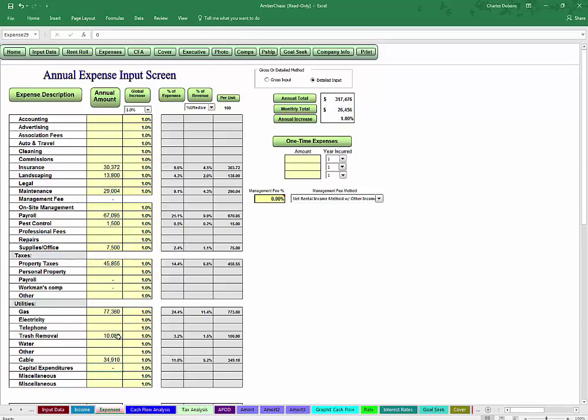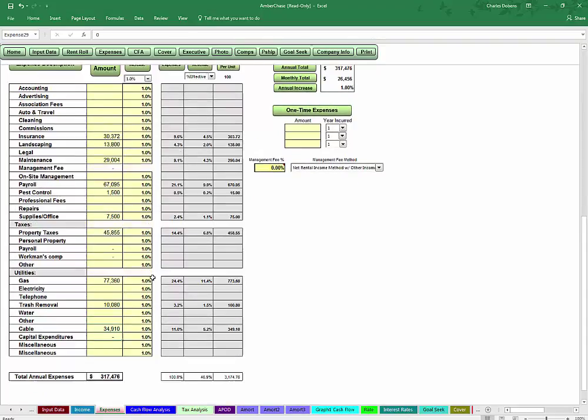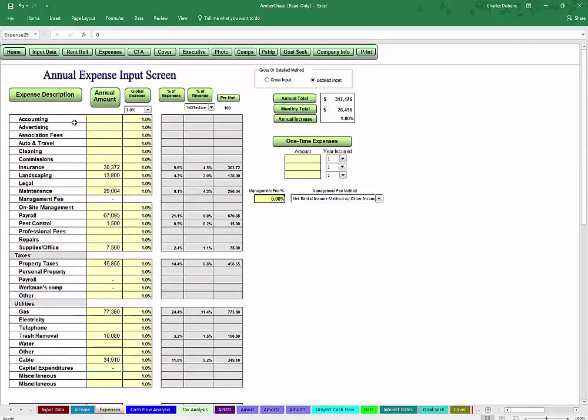All right, cable, trash, gas. These are some pretty hefty expenses, because if you look down, wow, look at it, it's still only at a 46% expense ratio. It's like we're missing stuff. Let's run through some stuff. Accounting is going to cost you $1,500 a year. Advertising, we're going to do $25 per unit per year.